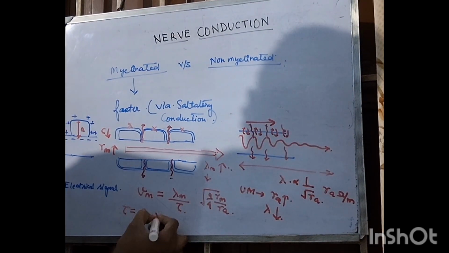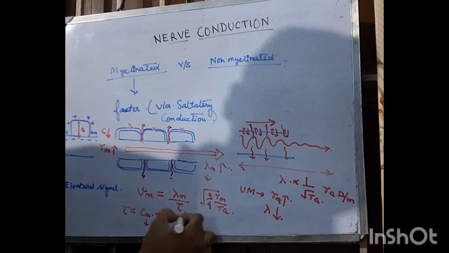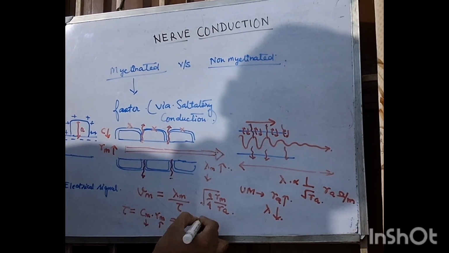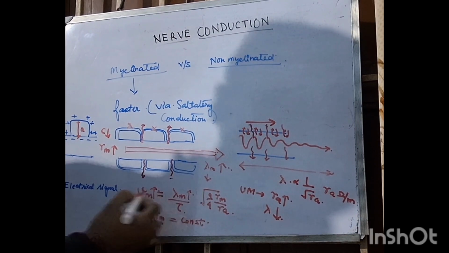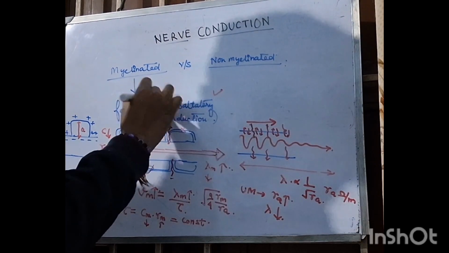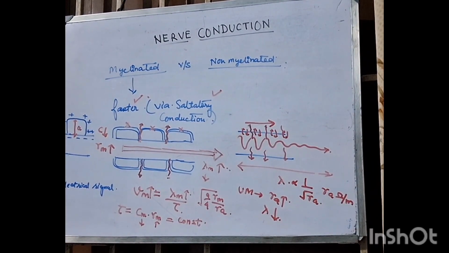Another thing, the time constant is given by membrane capacitance times membrane resistance, which is ultimately constant because of the inverse changes in both. And as the length constant increases with myelination, so does the speed of transmission. So transmission via myelinated nerve fibers is much faster compared to unmyelinated nerve fibers.